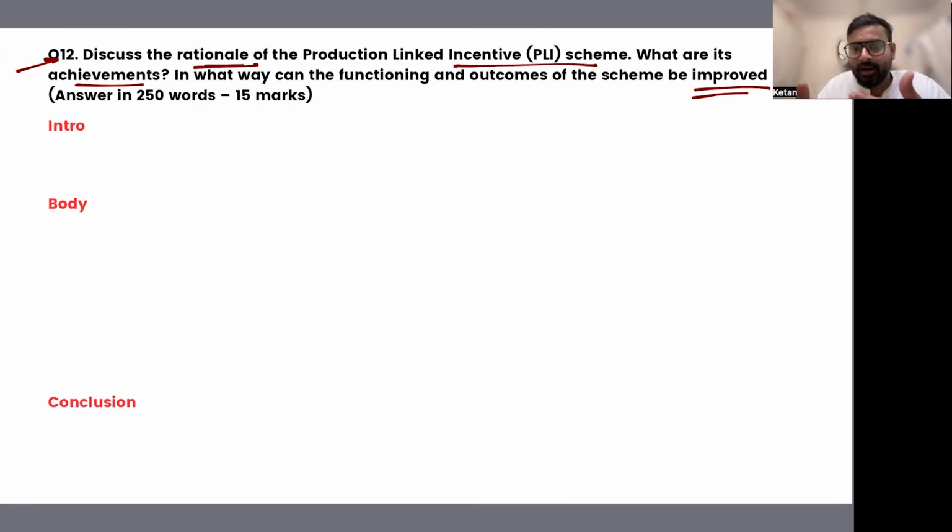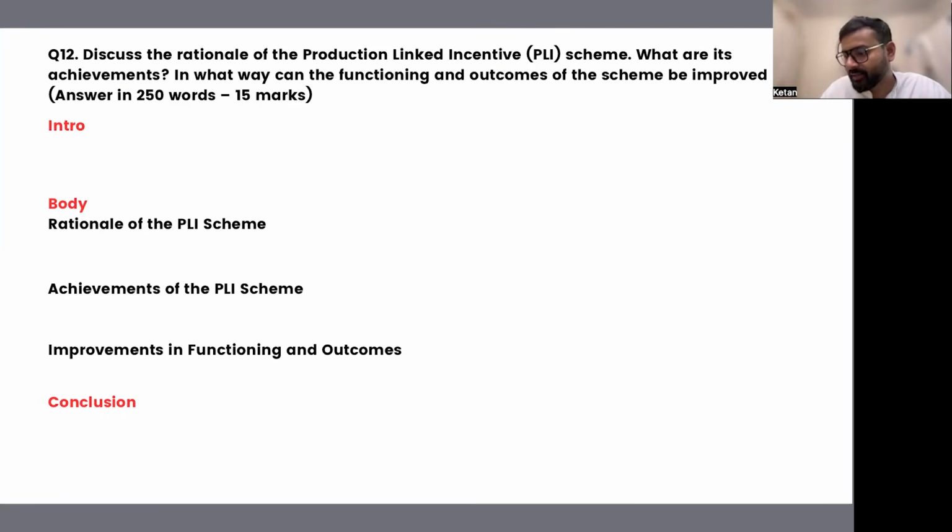So there are three demands of the question. First, it is asking about the rationale of the PLI scheme, the achievements of the PLI scheme, and how it can be improved. Okay. So again, your body will have all three subheadings: rationale of the PLI scheme, achievements of the PLI scheme, and improvements in functioning and outcomes.